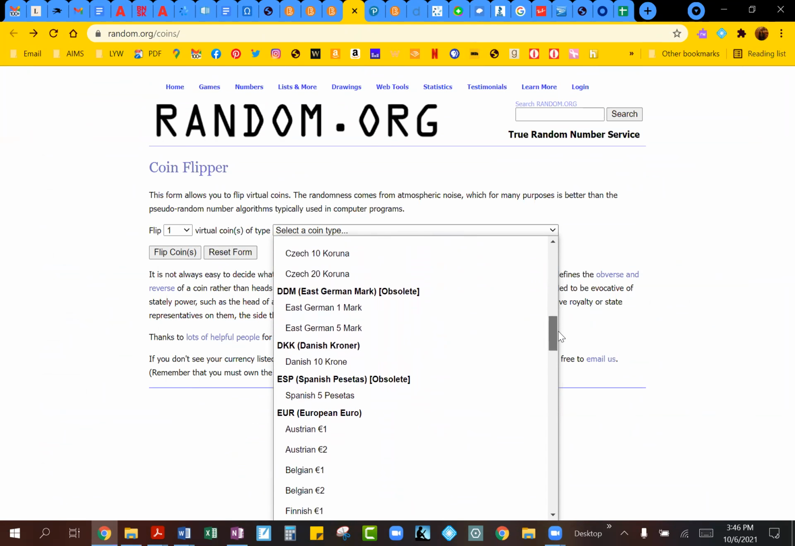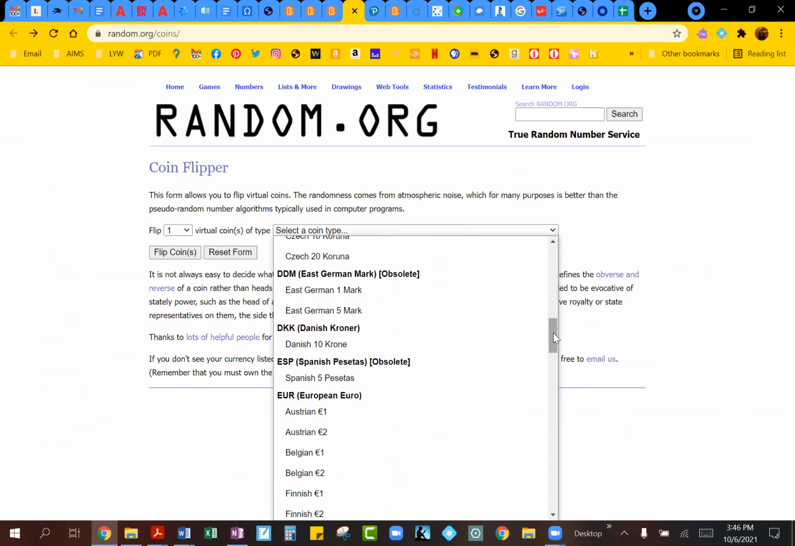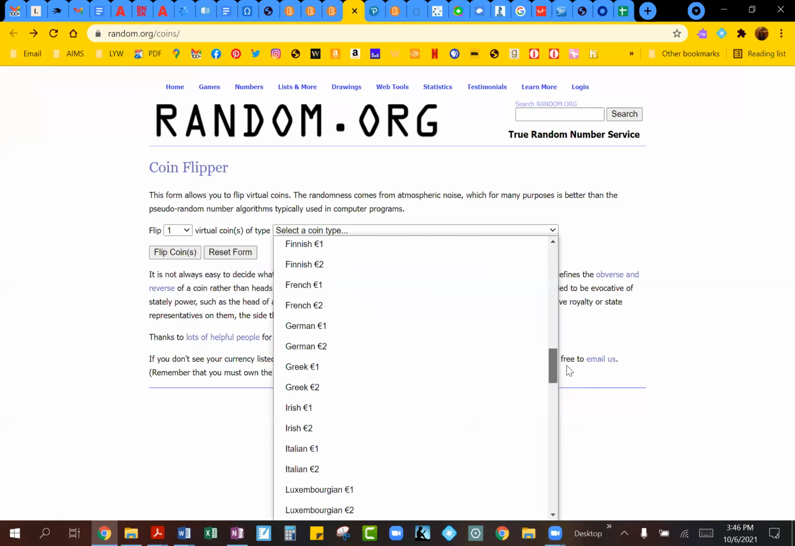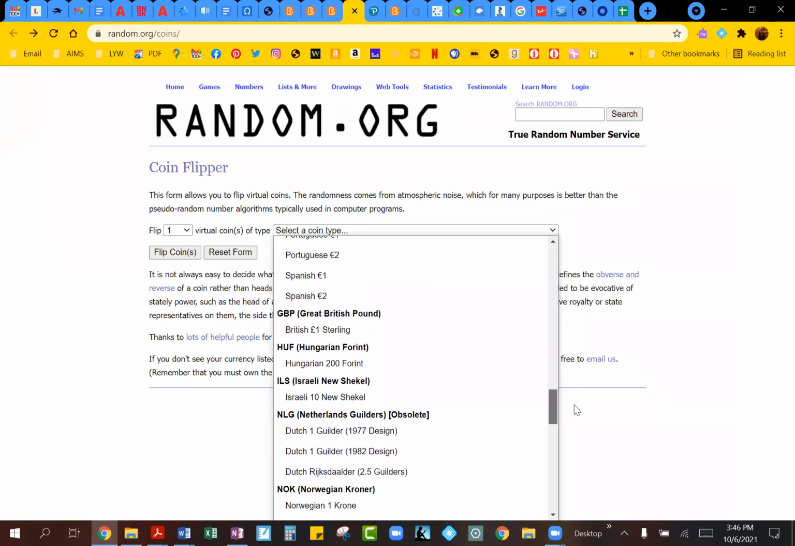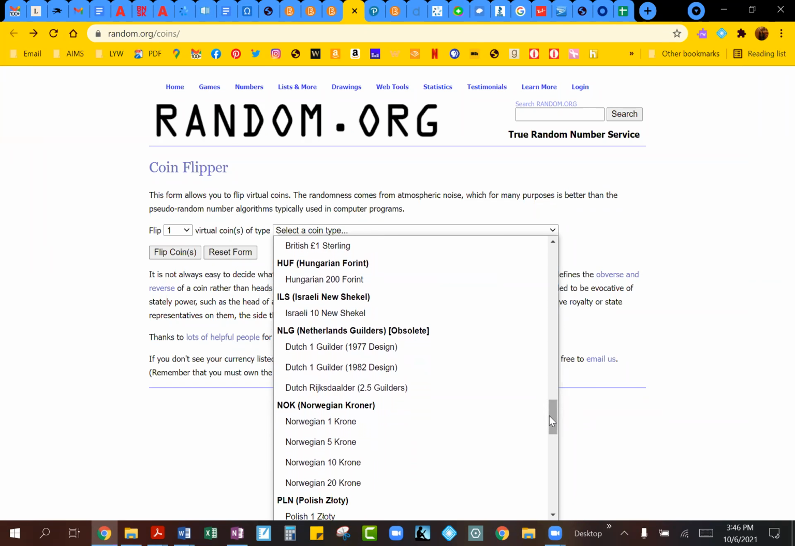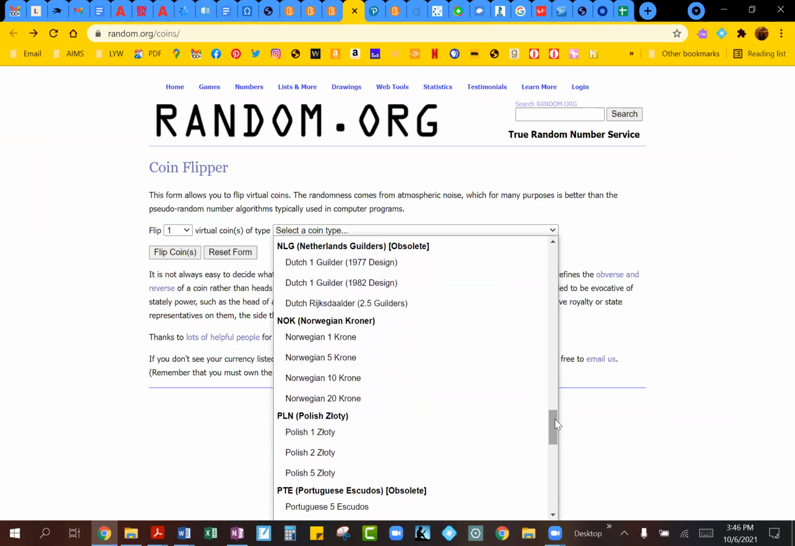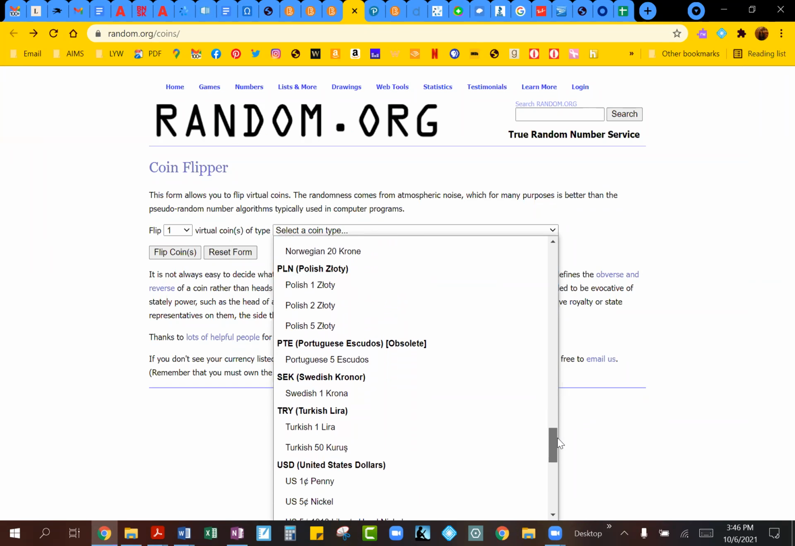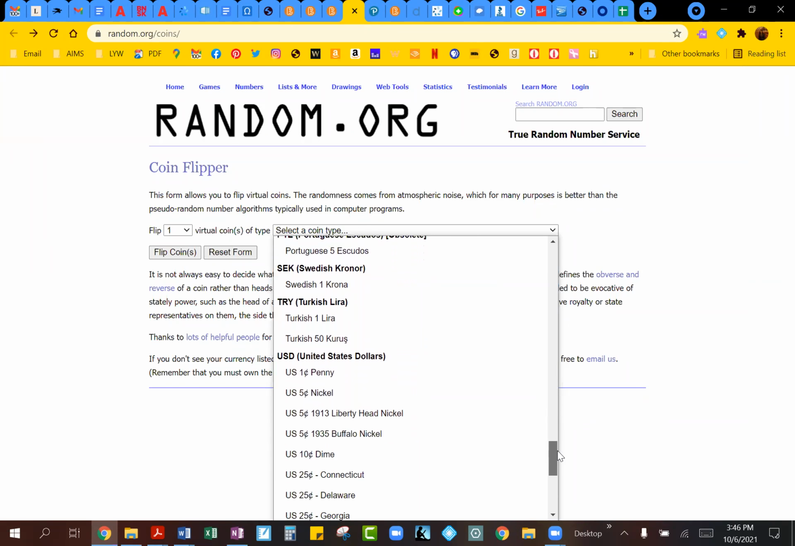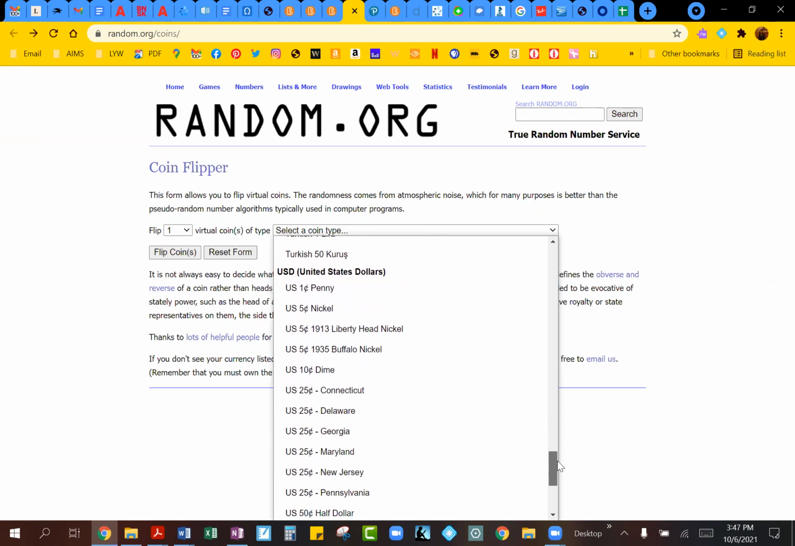You can see they're all from different countries, different types of coins. If you want to pick those, that's fine. All I would say is make sure you flip the coin a few times before you start recording your data, so you know what the head and the tail of that coin look like. Because if it's a coin you're not familiar with, you may not know what is the head and what is the tail.